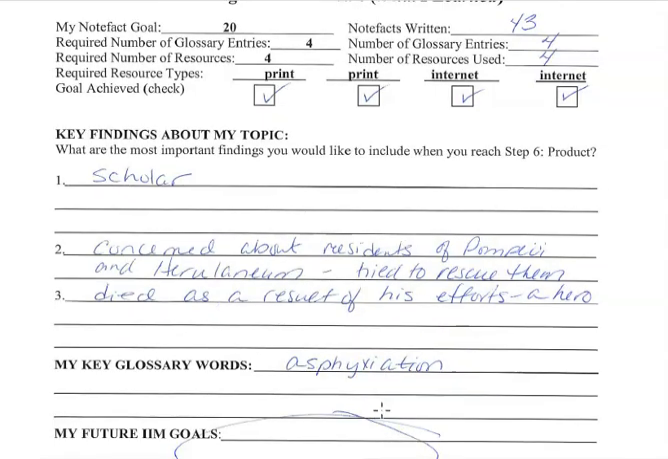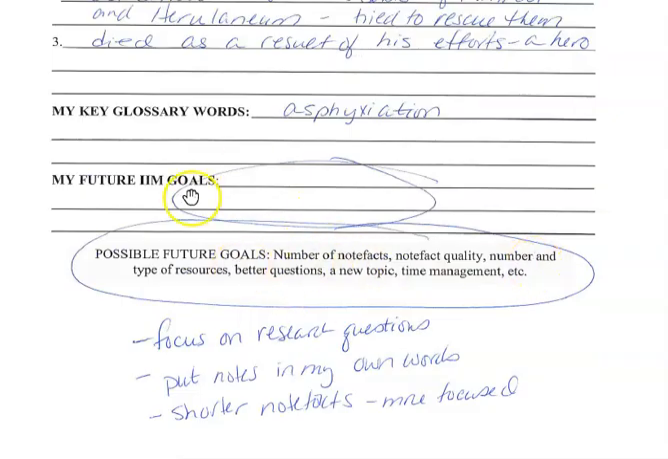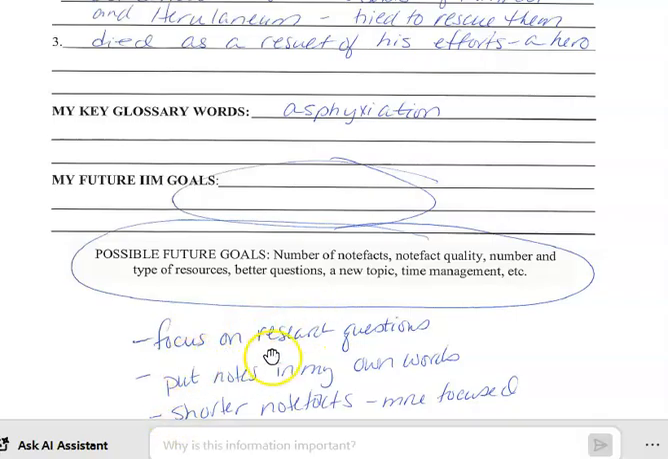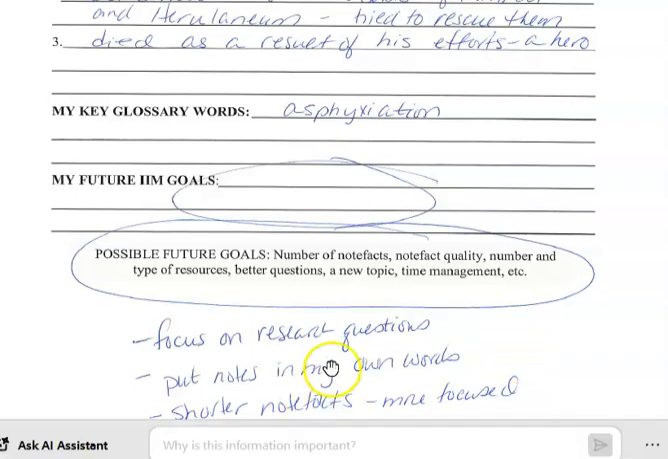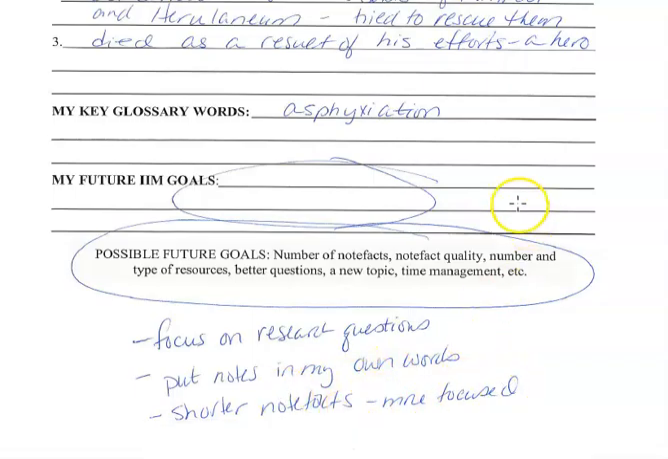And then finally, your future note goals, right? So what do you want to do in the future? So some possibilities, right? Maybe you want to focus more on the research questions. Maybe you ended up with 5, 10 facts that didn't really fit into a category, right? Maybe you want to be able to put your notes in your own words more than you've been doing. Maybe you copied a little too much directly off the website.